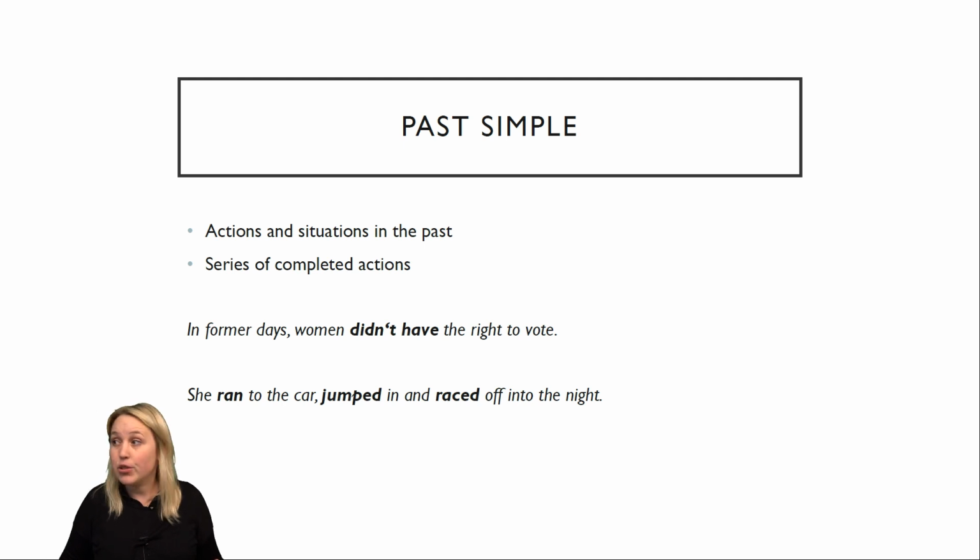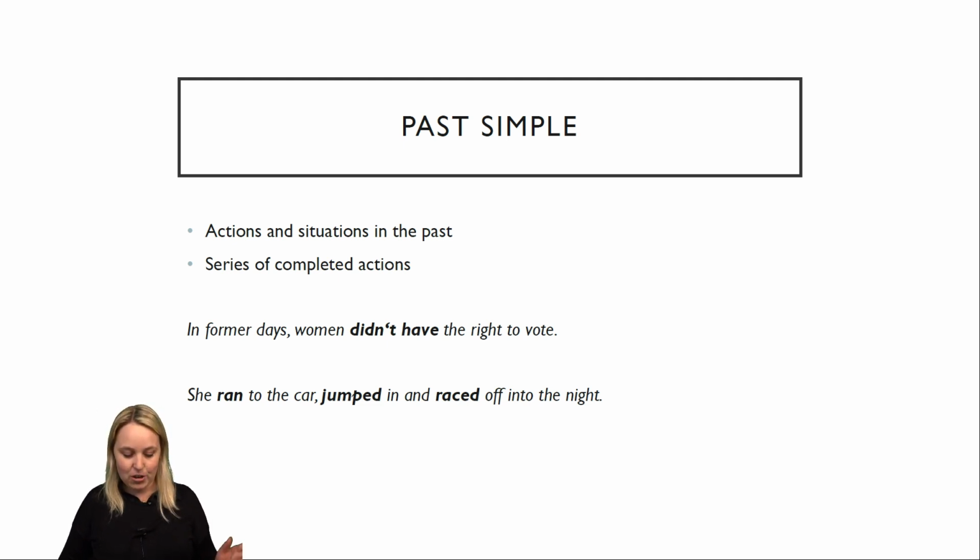And yeah, here we have two example sentences. In former days, women didn't have the right to vote. I mean, still in some countries they don't, but that's a different topic. So in former days, women didn't have, that's the negation, and we will talk about how to form it soon. And another example, for a series of completed actions: She ran to the car, jumped in and raced off into the night. What a thrilling example sentence.